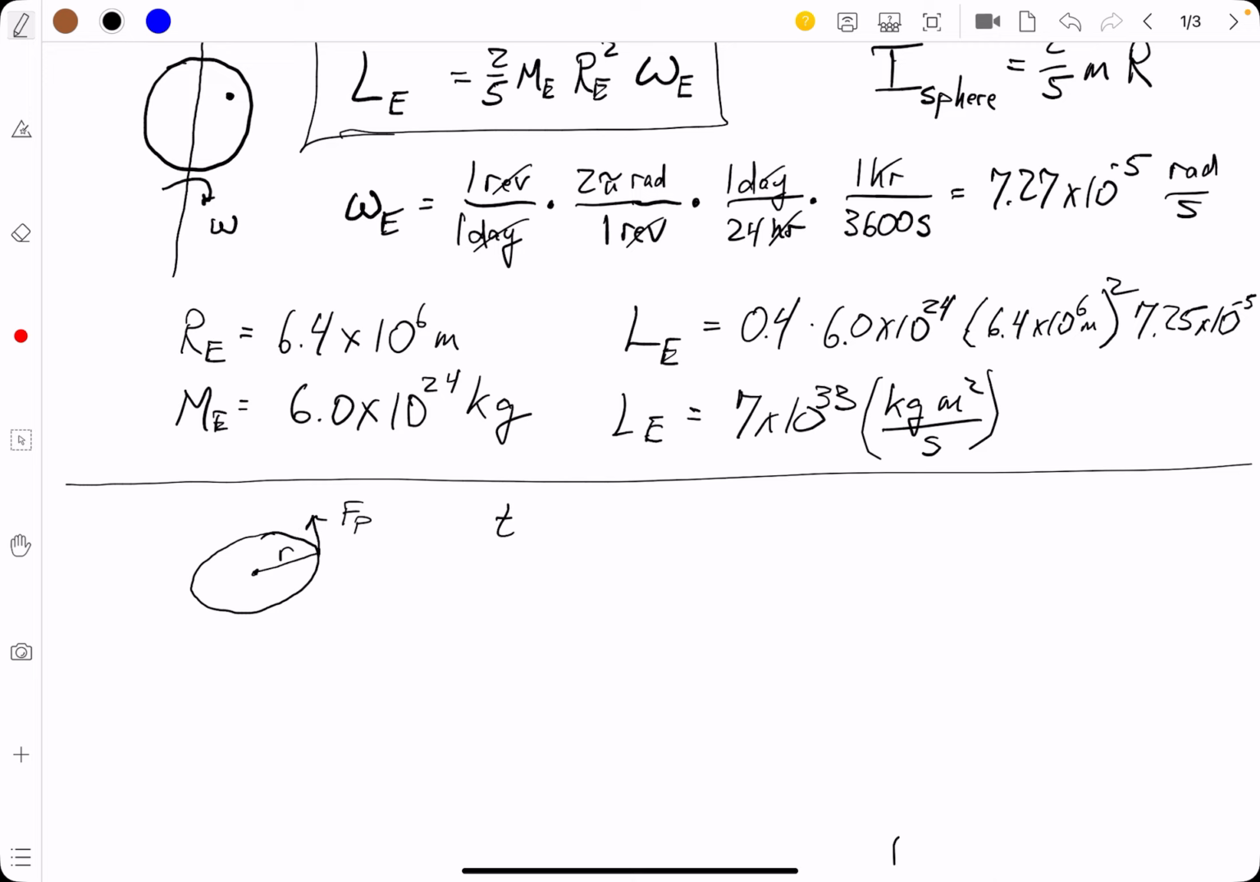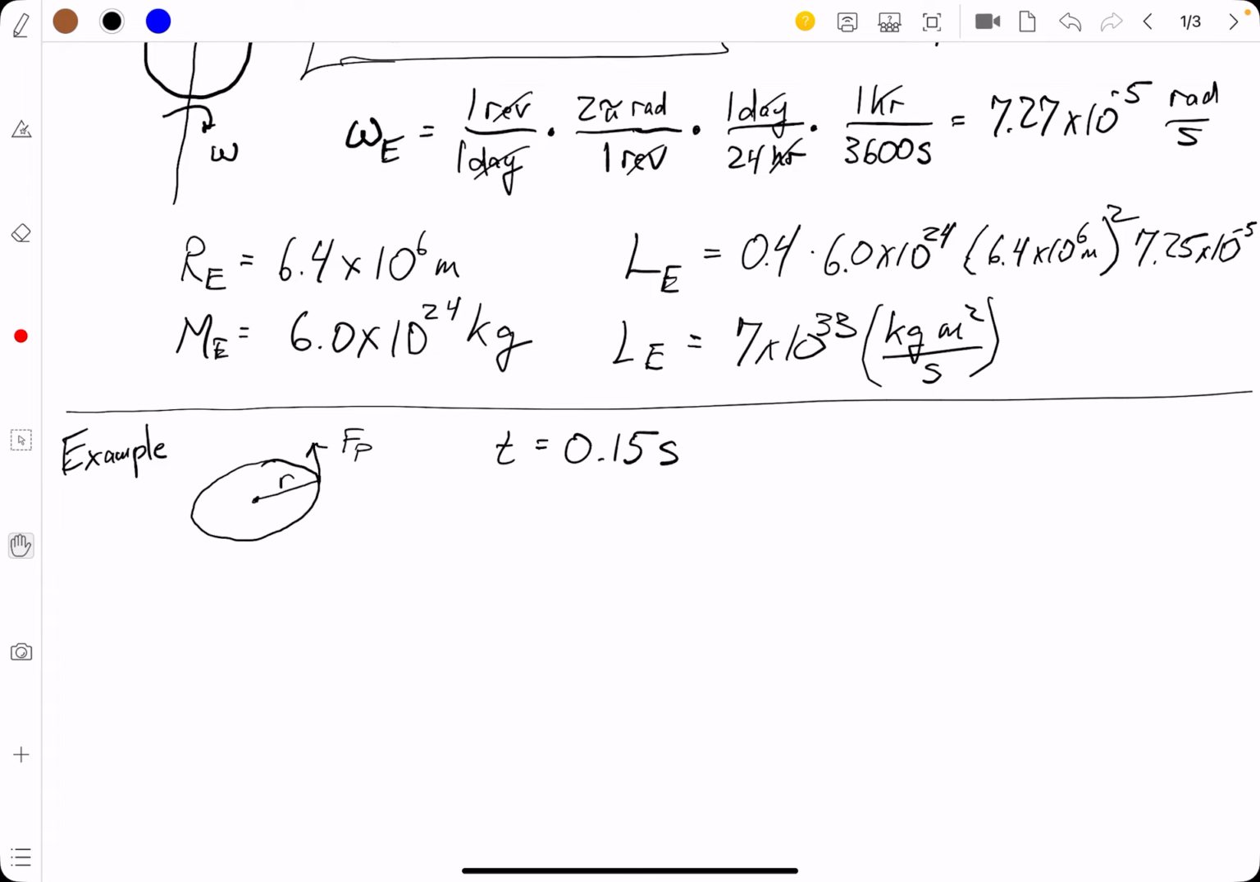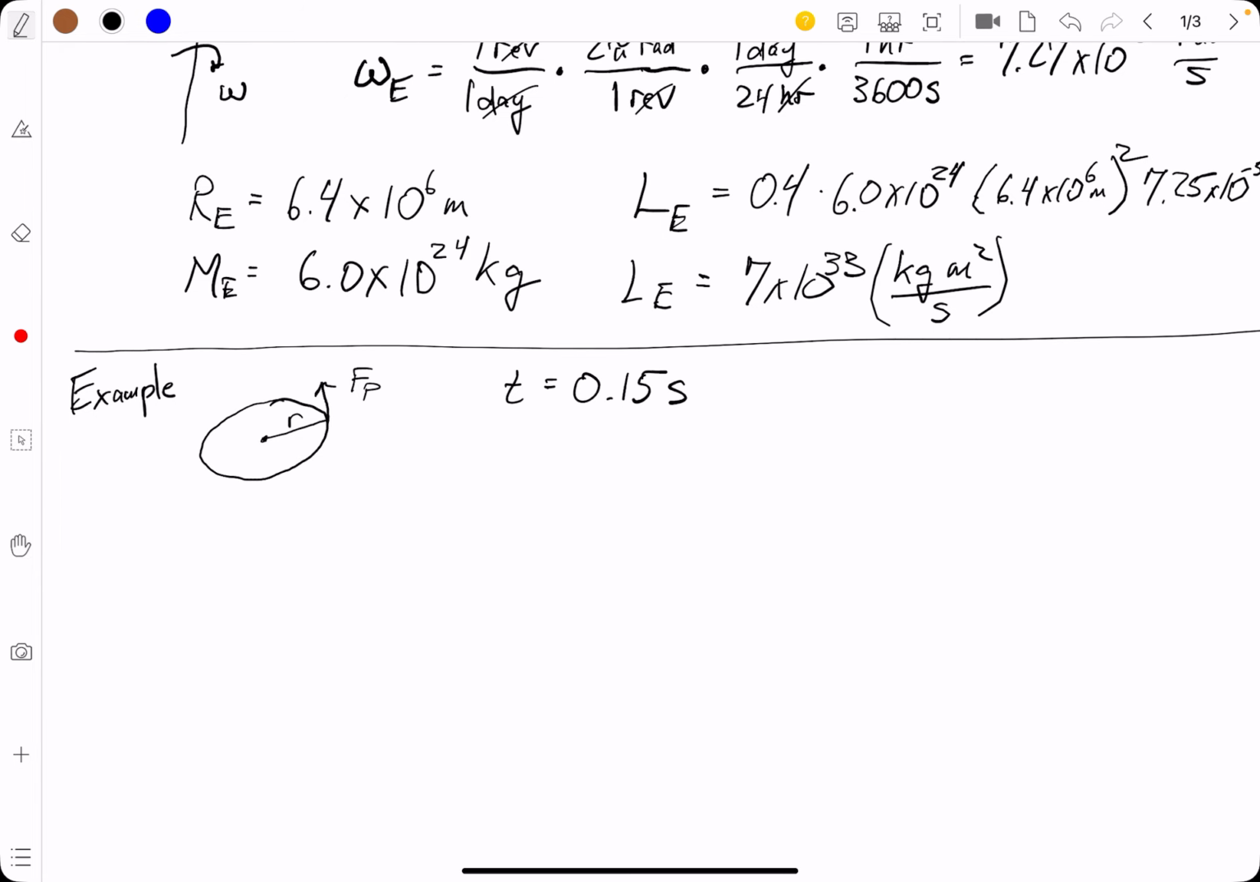Okay, so our time, let's lay it out. Our time is 0.15 seconds. This is an example, the lazy Susan example. I don't know, maybe it's in the book, maybe it isn't. You never know. I sometimes make stuff up. All right, so let's say our time is 0.15 seconds.